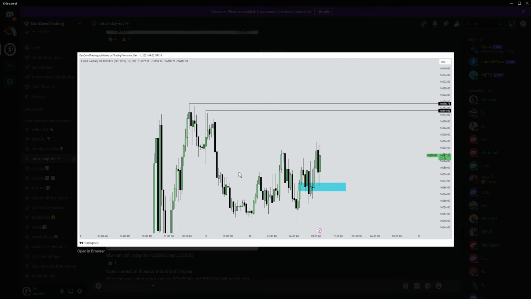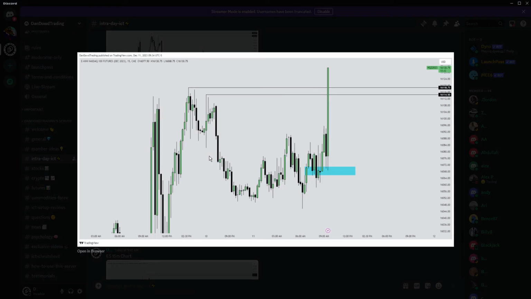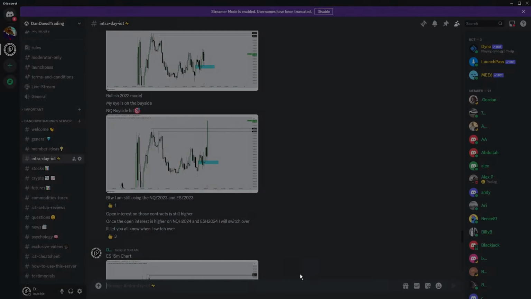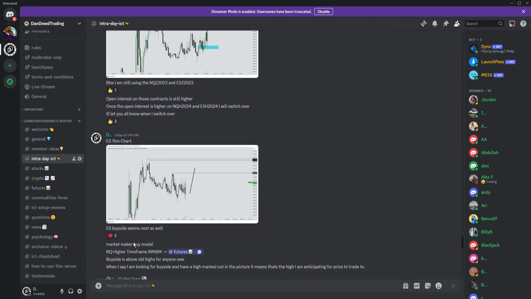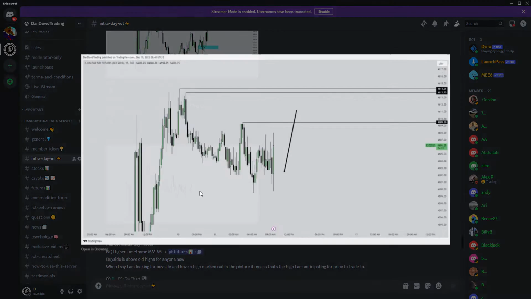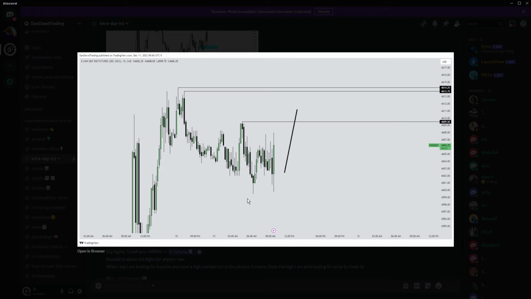I was looking for price to draw up into the buy side above there. At open, it ran straight for the buy side. So that was a nice play from this morning. And the trade that you guys see me in right now, I did call this morning at 9:41 a.m. I said ES buy side seems next as well. Market maker buy model above. And I posted this 15-minute time frame chart looking for price to start drawing into the buy side liquidity above.